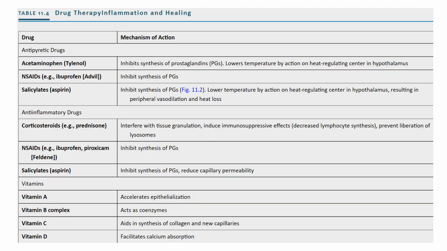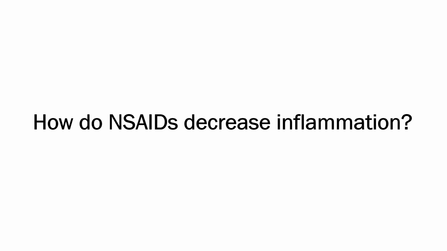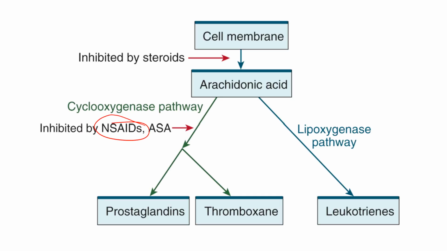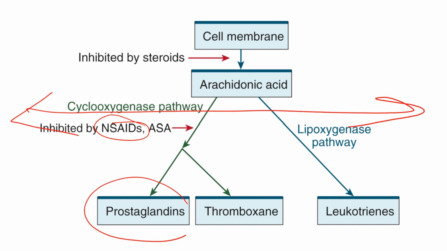Okay, this table is from your textbook. It gives you a little more detail on the role that these medications play in inflammation and healing. Again, how do NSAIDs decrease inflammation? Okay, NSAIDs right here, they block this pathway, so these prostaglandins don't wreak havoc.